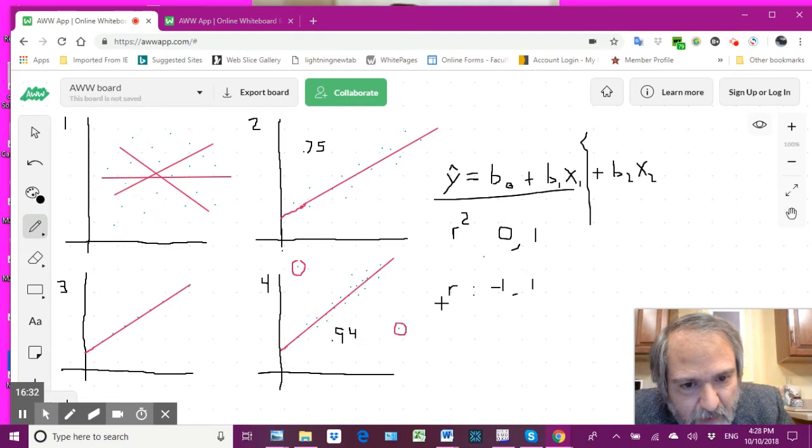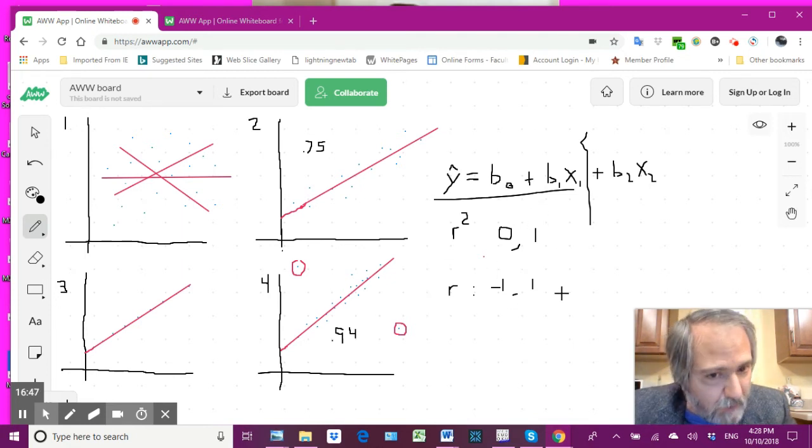So R squared tells you how well the data points fit the model. It tells you the variation explained by the independent variables in the response of the dependent variable. R tells you how strongly correlated the variables are to each other.